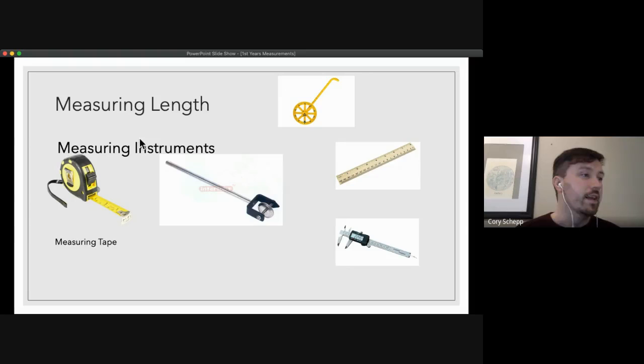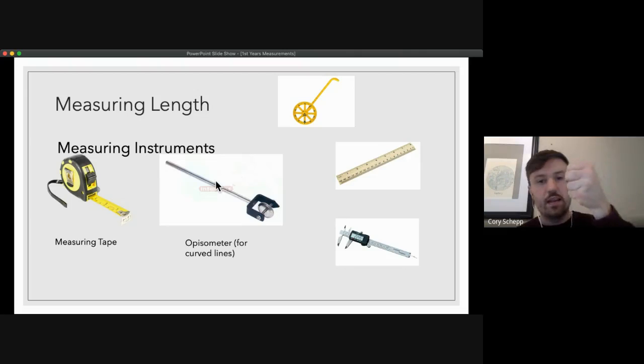No. It's an opisometer. So you use these. It fits in your hand kind of like this. You run it along a piece of paper, and you use it for curved lines, like on a map. If you wanted to measure the length of a line on a map, maybe.